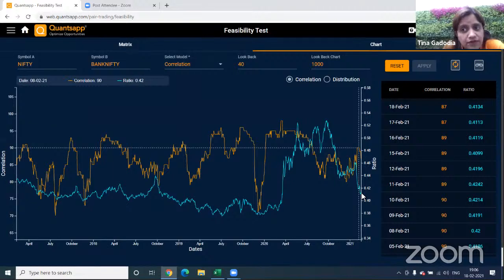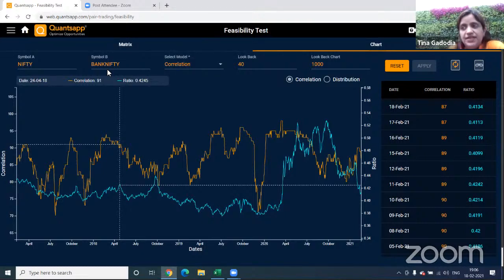So understand the words outperforming and underperforming. When I say outperforming, it means the return which Nifty gave was higher than the return which Bank Nifty gave. It's not about positive or negative return; it is the outperformance, the alpha. And when the ratio comes down, it means the second symbol, Bank Nifty, is now outperforming Nifty. For example, if Bank Nifty has given 20% return and Nifty gave 10% return.